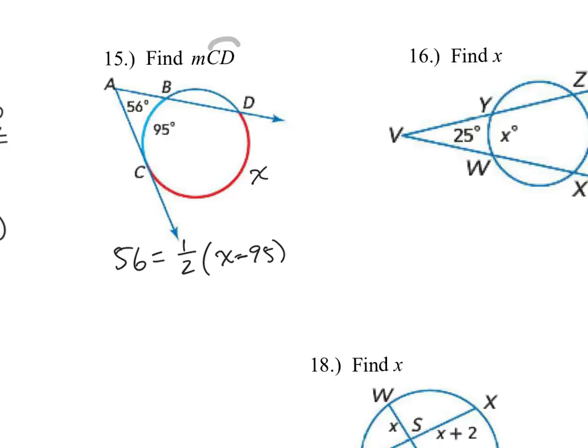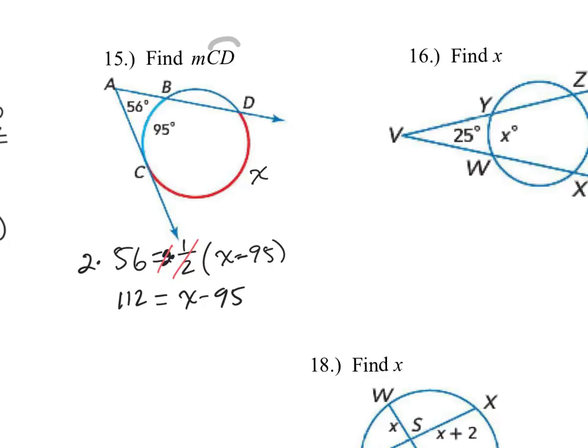All right, let me help you a little bit more. On this problem, to solve for x, the first thing you'll want to do is get rid of this 1/2, and we can do that by multiplying both sides by 2. So let's multiply this side by 2 and this side by 2. We would get 2 times 56 is 112, is equal to x minus 95, since the 2 and the 1/2 cancel. I will leave it to you to finish that one.